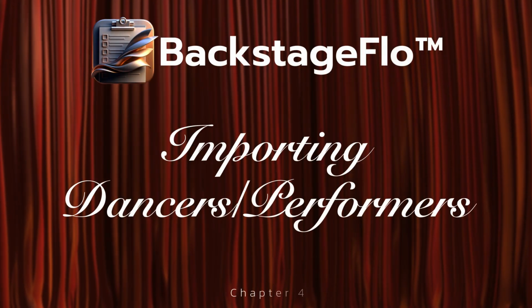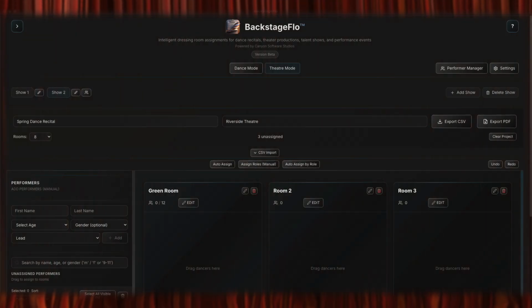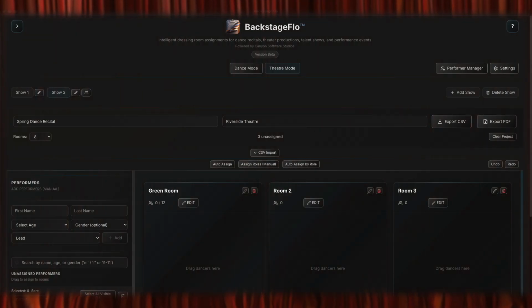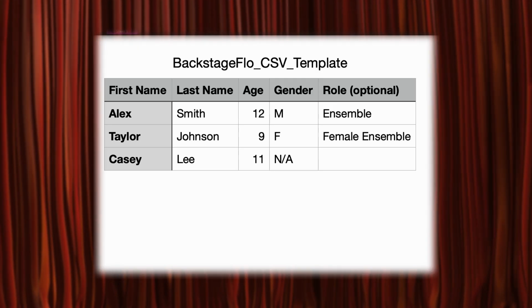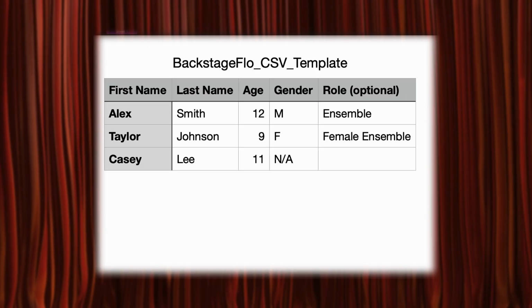Adding performers one by one works for small casts, but for 50+ people, I'd recommend using CSV import. In the CSV import bar, click Download our CSV template. Open it, you'll see columns: first name, last name, age, gender. In theater mode, there's also role.